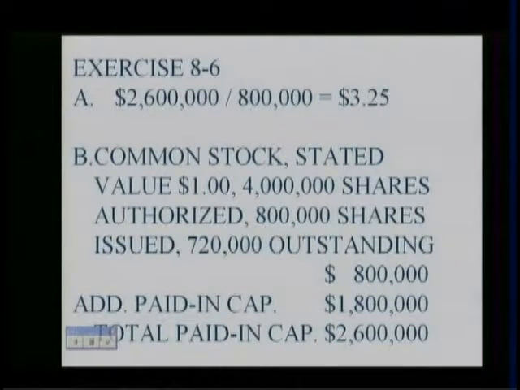So we know that we issued them for $2,600,000. $800,000 is going in our common stock account. $1,800,000 is going into our additional paid-in capital account. So you still have the $2,600,000 that you had with no par stock. It's just divided up into two sections.